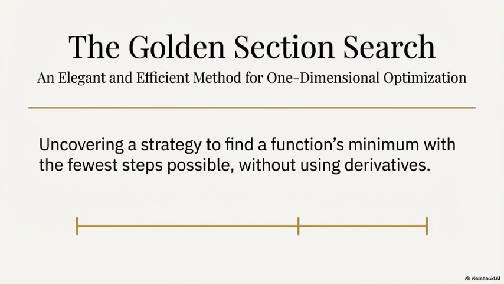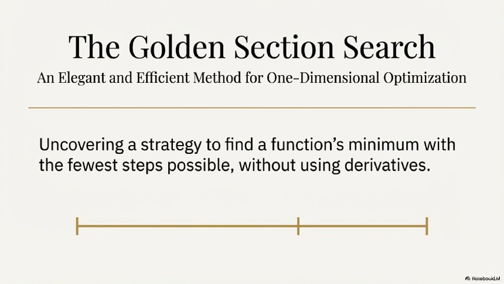Slide 1. Introduction to Golden Section Search. Welcome, everyone. Today, we are diving into the Golden Section Search, which is widely considered an elegant and highly efficient method for one-dimensional optimization. What makes this technique so fascinating is its simplicity and power. We are essentially uncovering a strategy to pinpoint a function's minimum using the fewest steps possible.